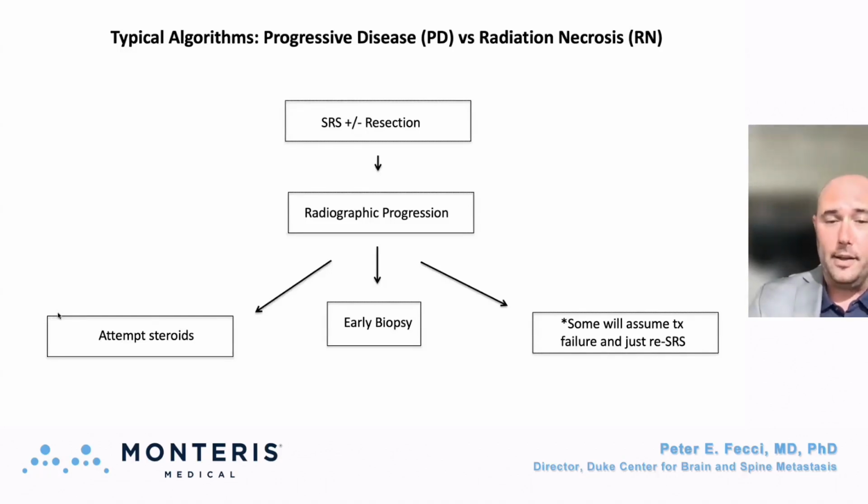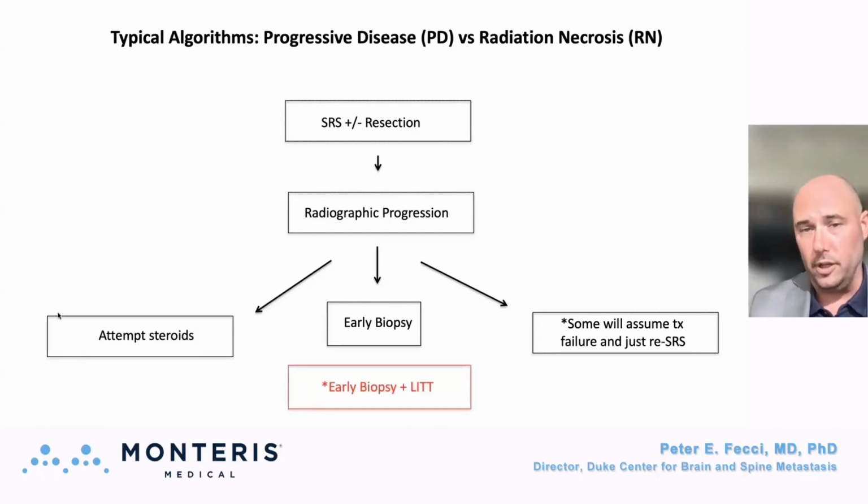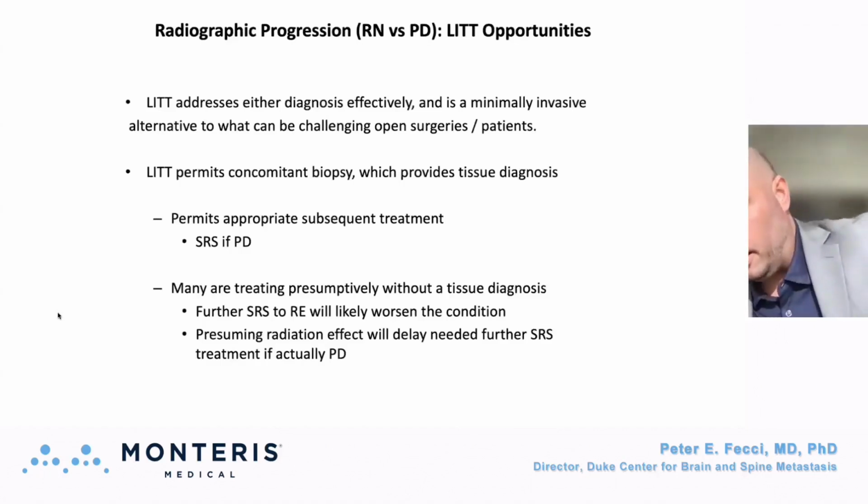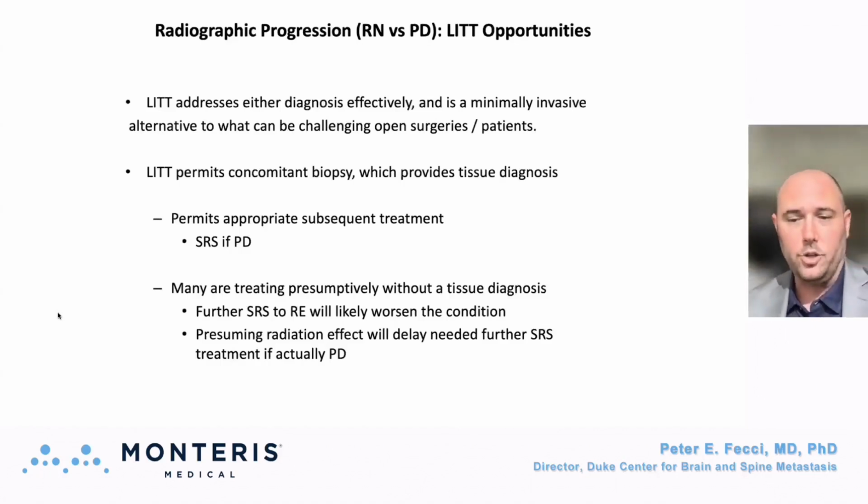I will now say that at our institution, we have another option, which is early biopsy plus LITT. So we are now performing early biopsies because we get a definitive tissue diagnosis that informs our medical and radiation oncologists in a useful way. And then at the same sitting, we can very effectively treat either biopsy result with the laser. That has allowed us to move our biopsy actually earlier on in our treatment algorithms because we know that we have an effective treatment that can be used then and there, and because we get more information earlier on.